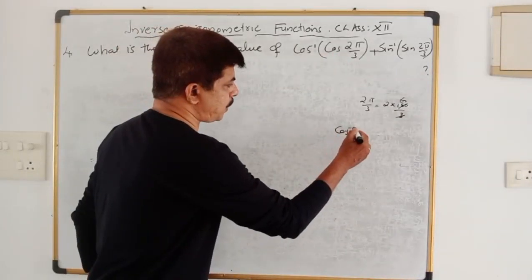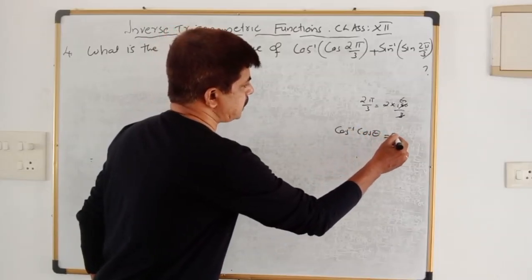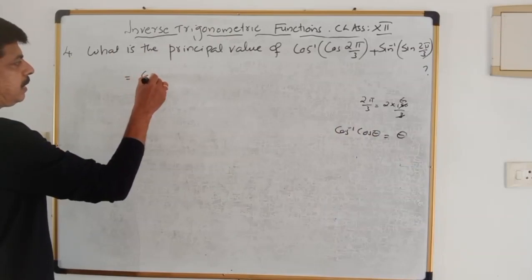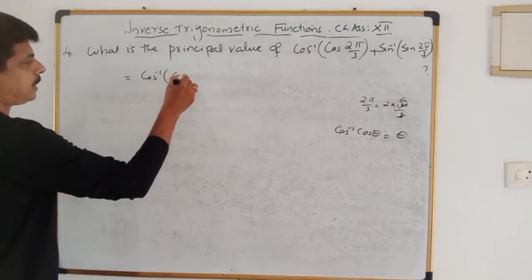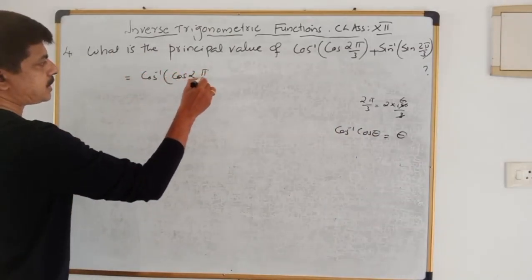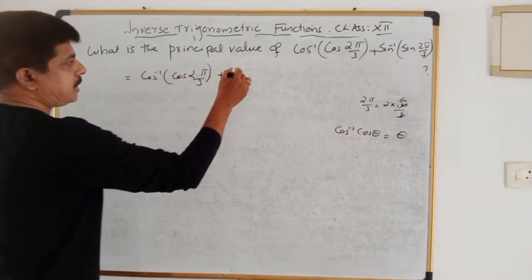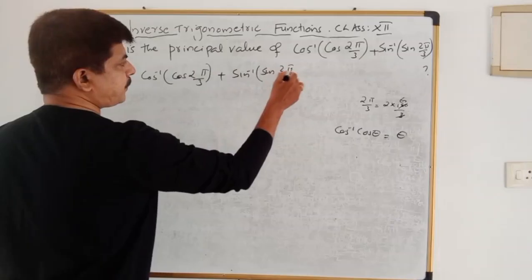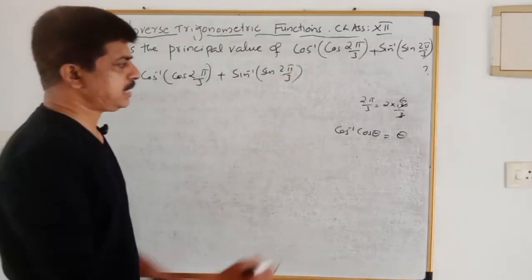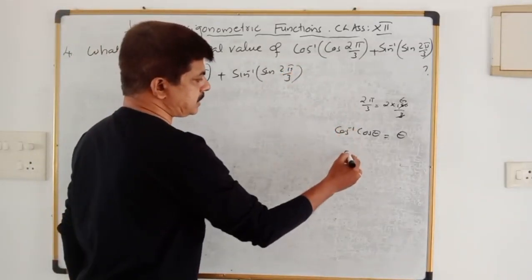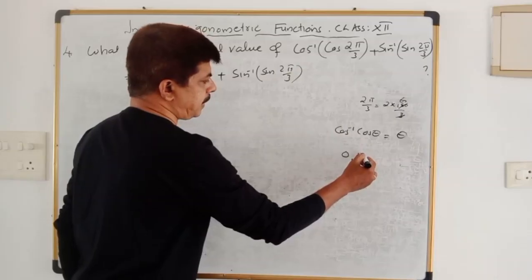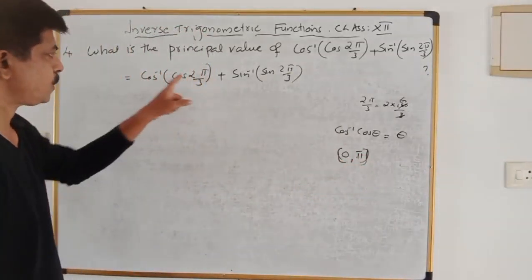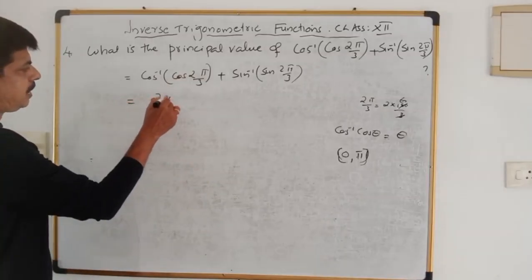So we can apply the property cos inverse cos theta equals theta. We use the substitution to simplify these trigonometric expressions involving inverse trigonometric functions. This 2 pi by 3 lies in 0 to pi, the principal value branch of the cos inverse function. So this is the value.